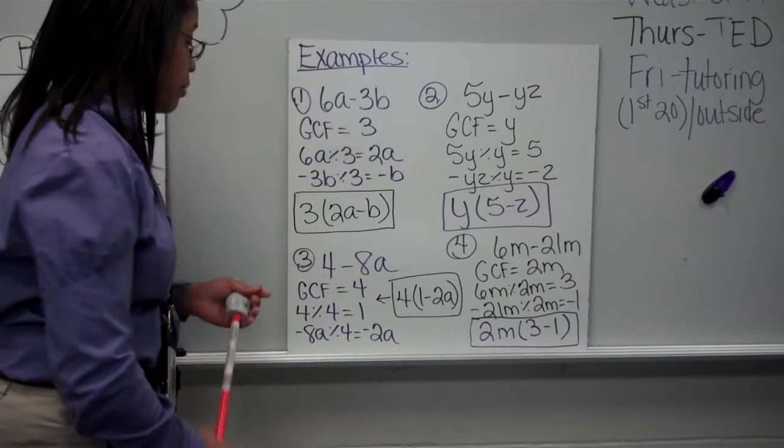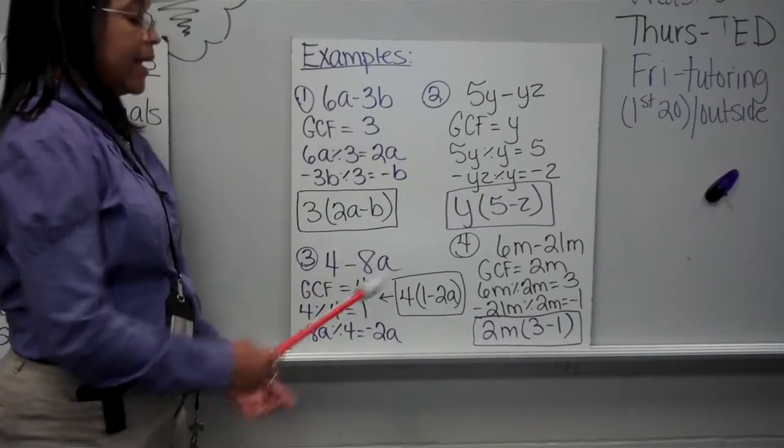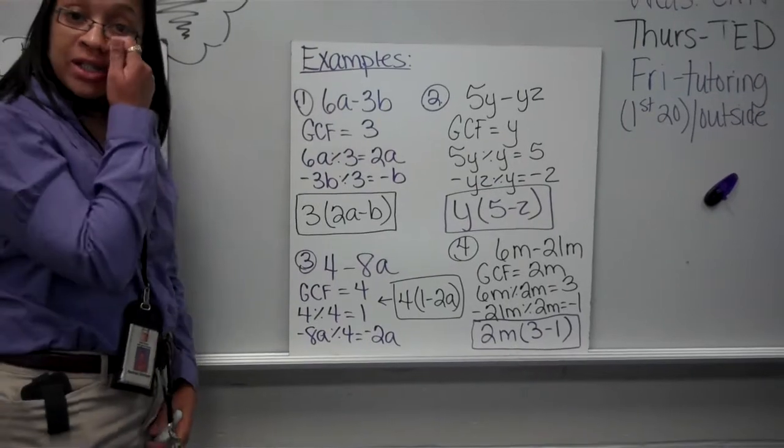Okay? Example number 2, 4 minus 8a. The first thing I do is determine what my GCF is.